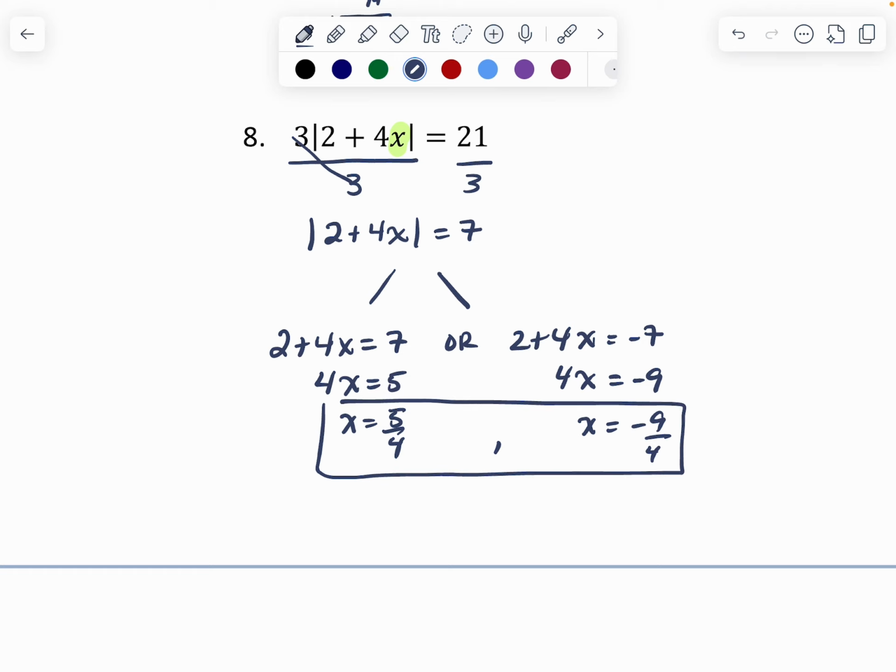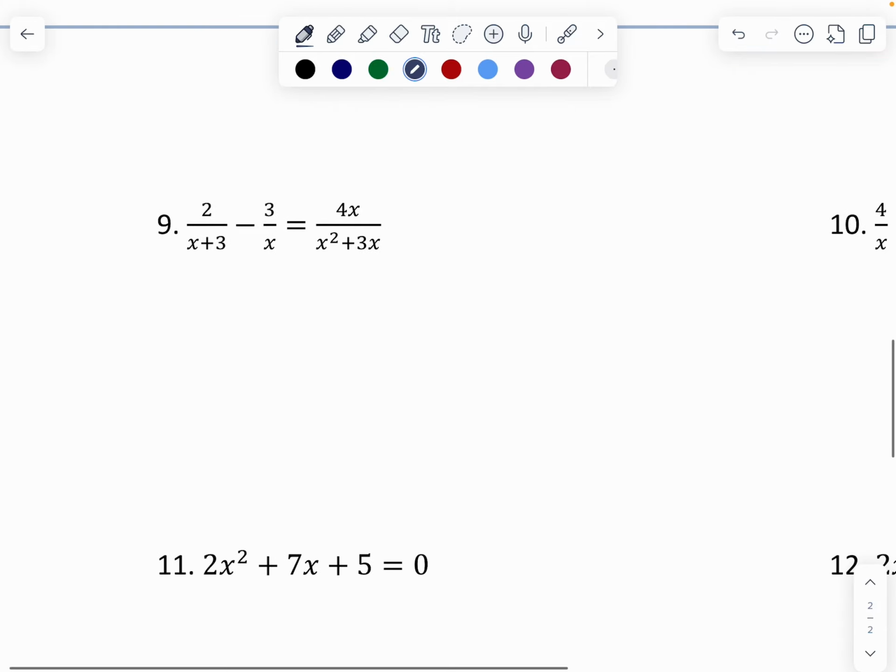All right, moving along. Question 9. Okay, I think this question is probably the most challenging question on your quiz tomorrow, something like this. Okay, so when you get all these denominators and you have an equation, the first thing you need to do is try to factor whatever you can. So I see that this is factorable, so let's rewrite the whole equation.